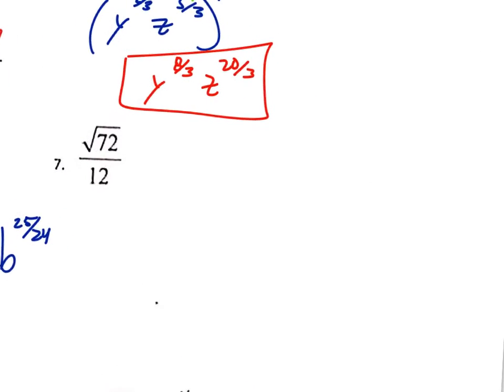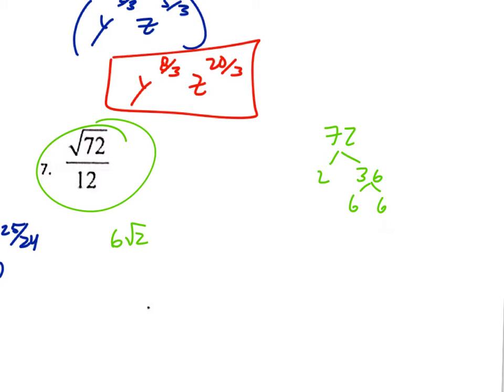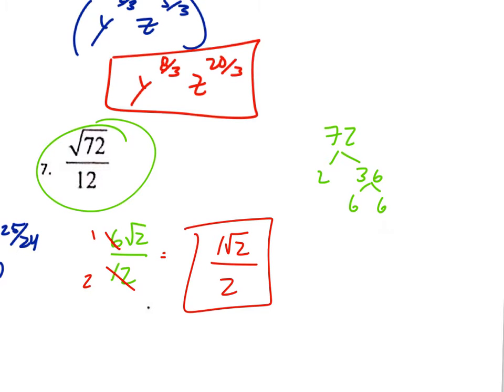But if we look at number 7, we've got more radicals, so we're going to need to break down our 72 first. So I've got 72, and if we make my factor tree, you've got your pair of 6's that come out of there and the 2 that stays inside. So if we rewrite this expression, we've got 6 root 2 over 12, and we can divide both 6 and 12 by 6 now, and it leaves me with 1 over 2, because 6 divided by 12 is 1/2. So we have 1 root 2, or just root 2, over 2.